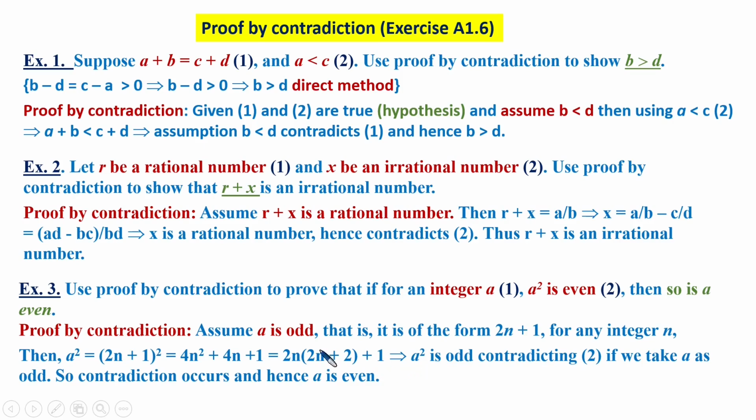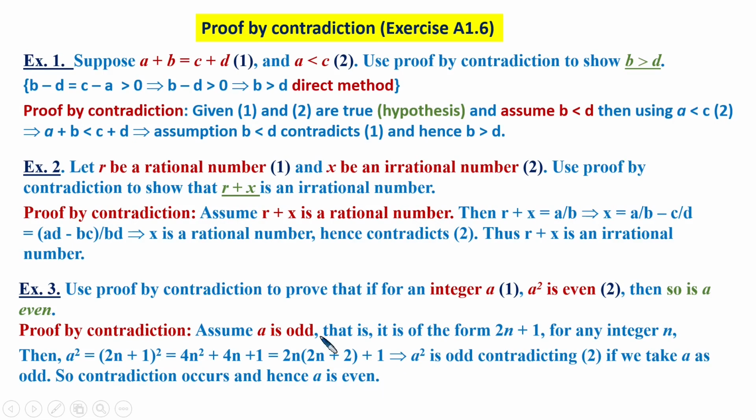Here you see this is your even number because it's divisible by 2. This factor is also divisible, so this whole term is divisible by 2. So this is an even number plus 1, which is an odd number. So A square is odd, contradicting my point 2 that A square is even. So if I take A as odd, I get A square also as odd, which contradicts this statement. So A has to be even. It cannot be odd. To get A square even, I have to have A as even.